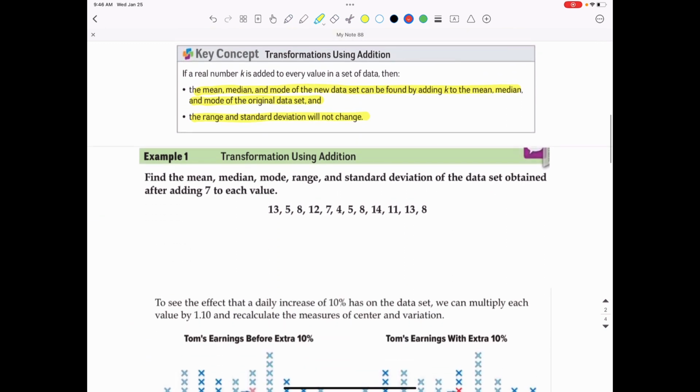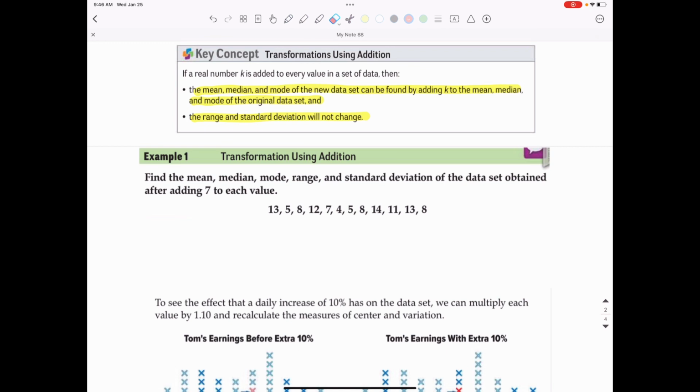So example number 1 is to find the mean, median, mode, range, and standard deviation of the data set obtained after adding 7 to each value. So instead of going through and adding 7 to each value, saying, well, I'm going to put in 20, and then 5 plus 7 is 12, and 8 plus 7 is 15, we're going to just find the mean, median, mode, range, and standard deviation of this data set, and then we will add the 7 to the mean, median, mode, but the range that we get for this data set will be the same for the new data set, even after adding 7 to each of the individual values. So let's go to a box plot generator to figure that out.